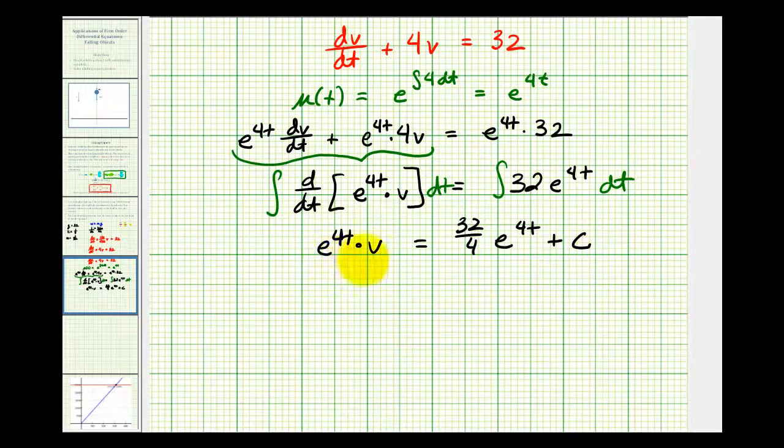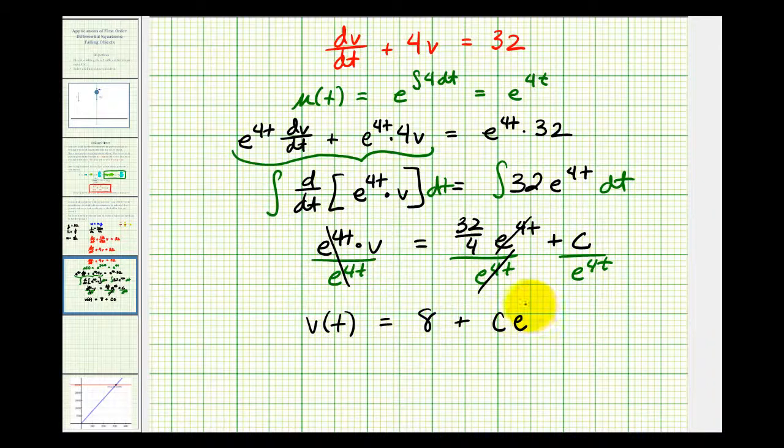Now we'll solve this equation for v by dividing everything by e to the 4t. So this simplifies to v, or v of t. This simplifies to 1, and 32 divided by 4 is 8. So we have 8 plus, we'll write this as c times e to the negative 4t power.